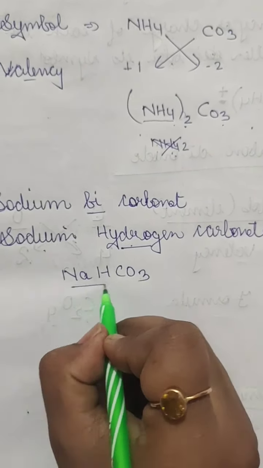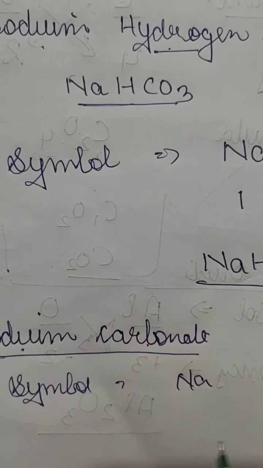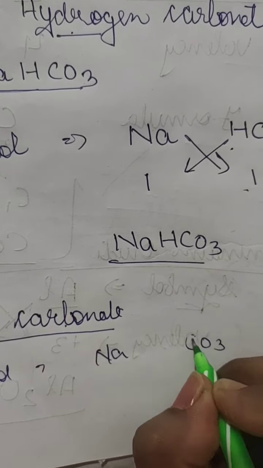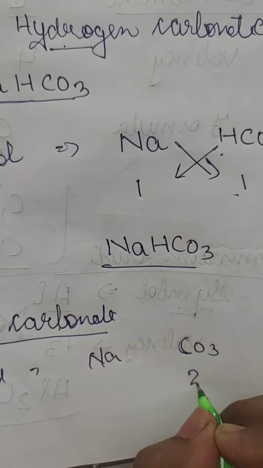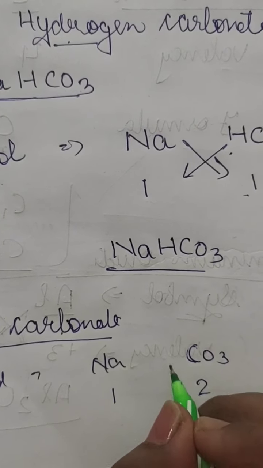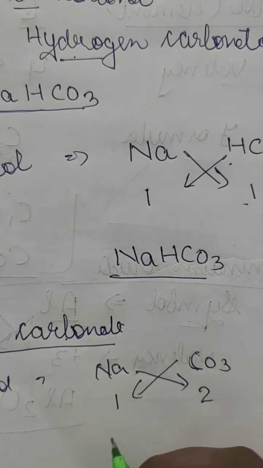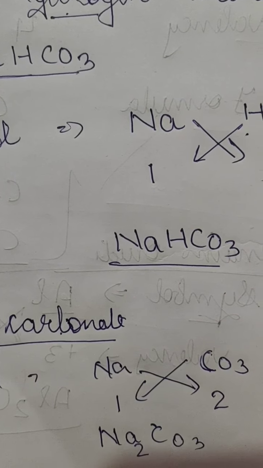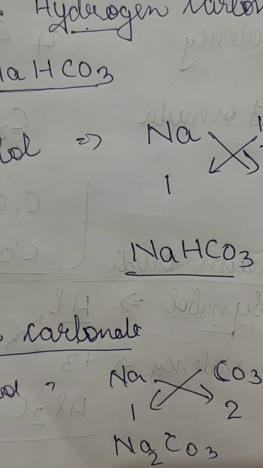So is this formula right or wrong? We'll check it while we solve this. Symbol Na and carbonate is CO3. Here the valency of carbonate is 2, we know that, and the valency of sodium is 1. So when we cross it, it will be Na2CO3. So Na2CO3 is the formula of sodium carbonate, and sodium bicarbonate is NaHCO3. So this is how we write the formulas.